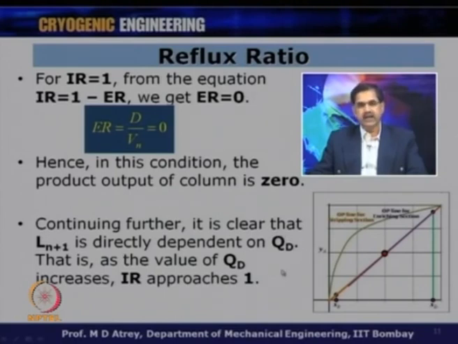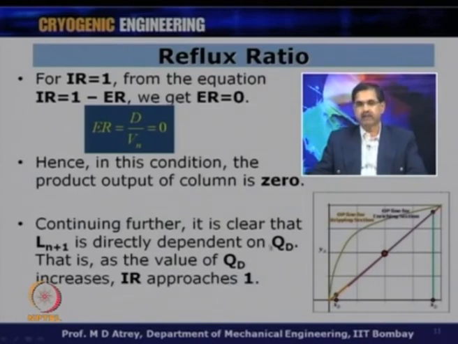Alright. If QD available is less, if the refrigeration effect is less, in that case my L is going to decrease, and therefore my IR will also decrease. So, if my condensation effect is less, then my L by V is also going to get less. If the value of QD increases, it will increase IR also. So, if I get a high value of QD, I will approach the value of 1. If I get a less value of QD, then I will go away from 1, which means I will go away from the diagonal and try to move towards the equilibrium curve.